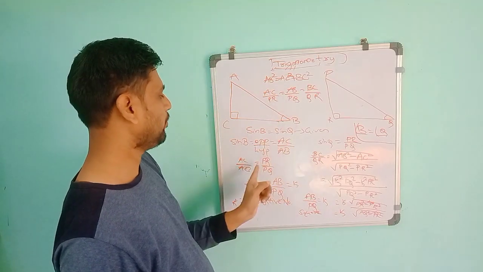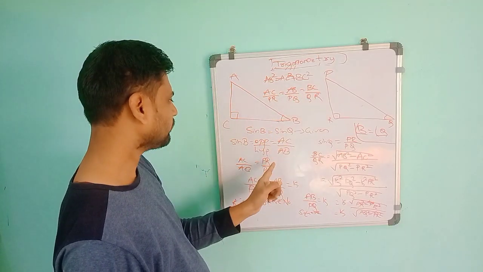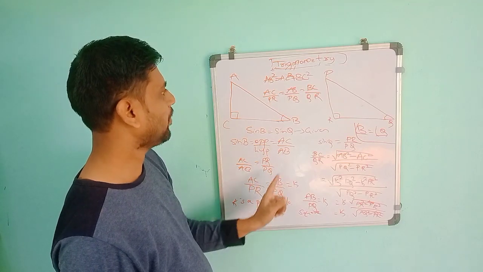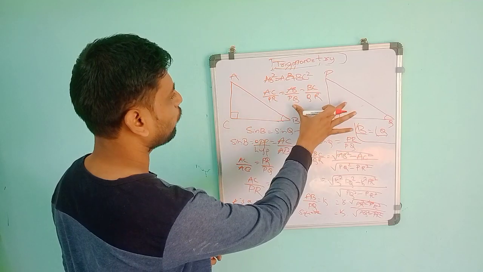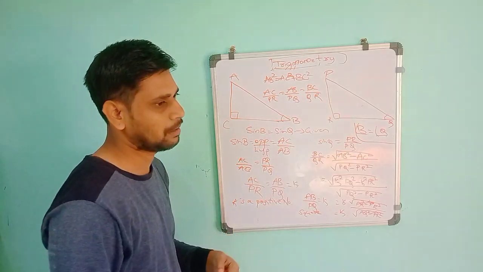So we can write AC by PR, AB by PQ is equal to BC by QR. Then these two triangles are similar.